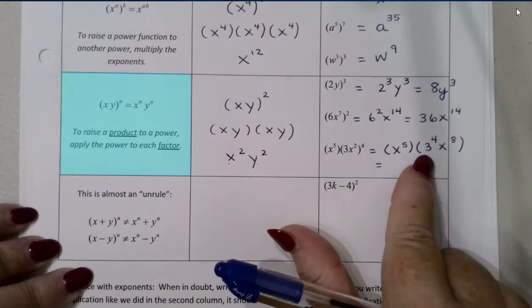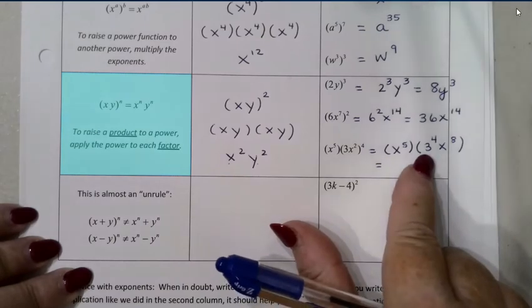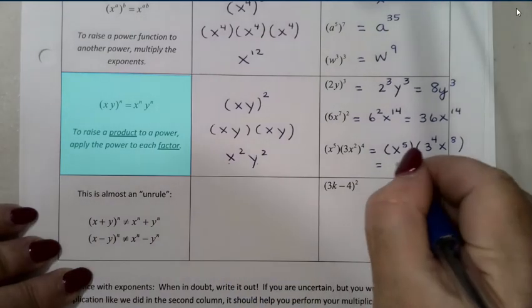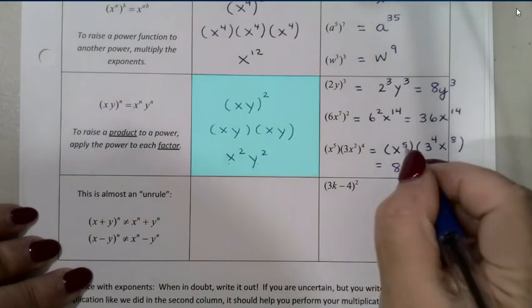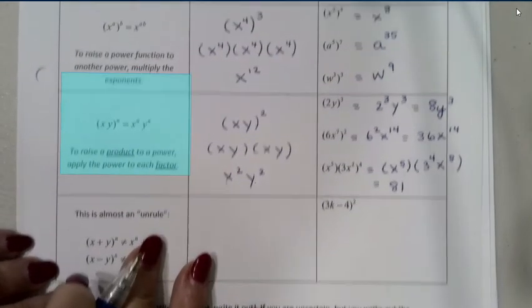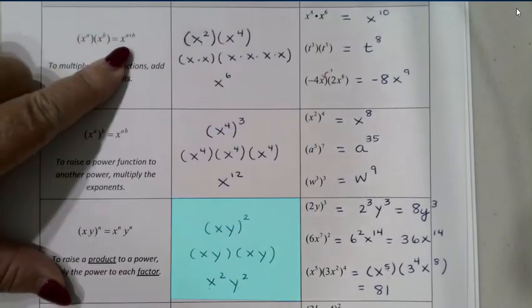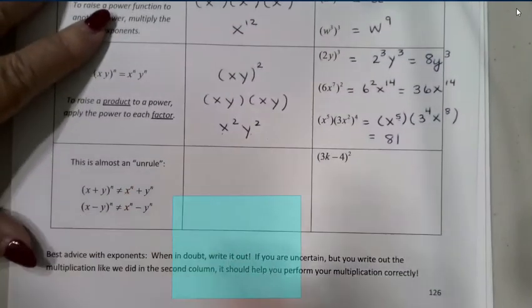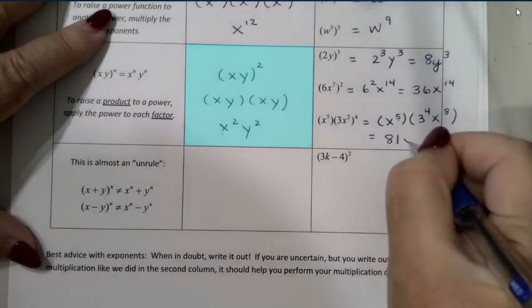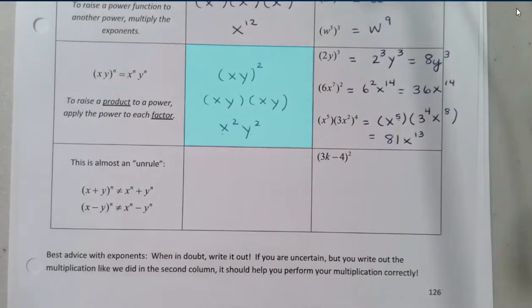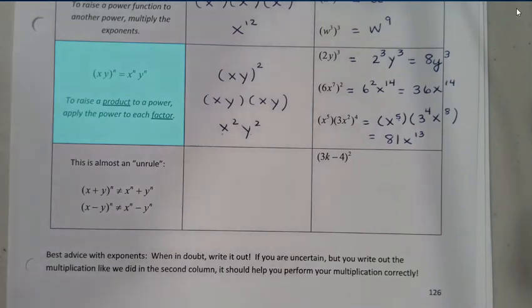I'm going to bring my numerical coefficient to the front. 3 to the 4th power is 81. And x to the 5th times x to the 8th, I'm now back up in this situation, right? So I have to add the exponents. That would be x to the 13th. So just a few simple little examples of handling those multiplication rules. These multiplication rules will crop up as we deal with our polynomials and multiplying them out.